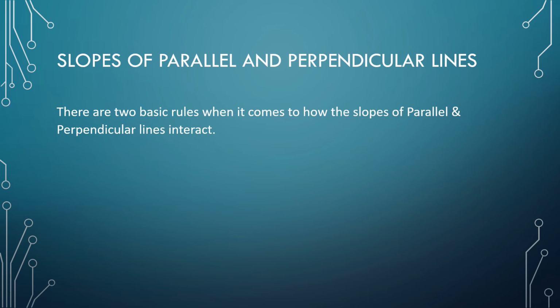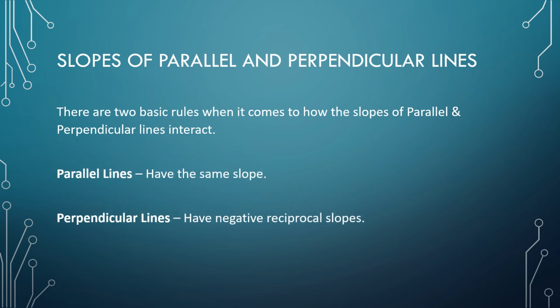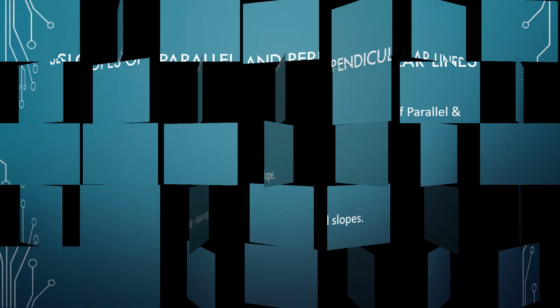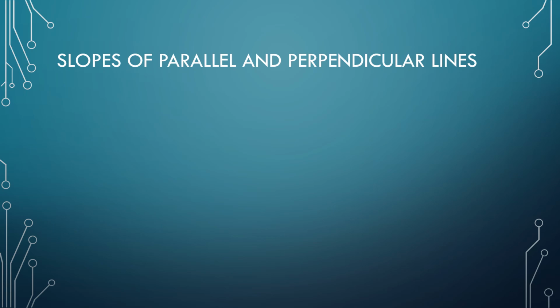There are two basic rules when it comes to how the slopes of parallel and perpendicular lines interact. Parallel lines share the same slope, while perpendicular lines share a negative reciprocal slope. You can also verify by graphing the two equations on the coordinate plane.